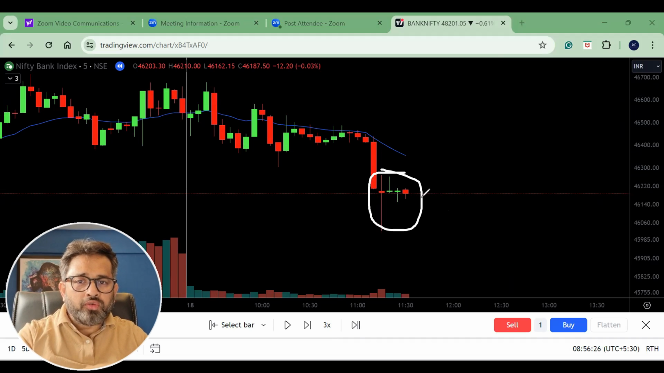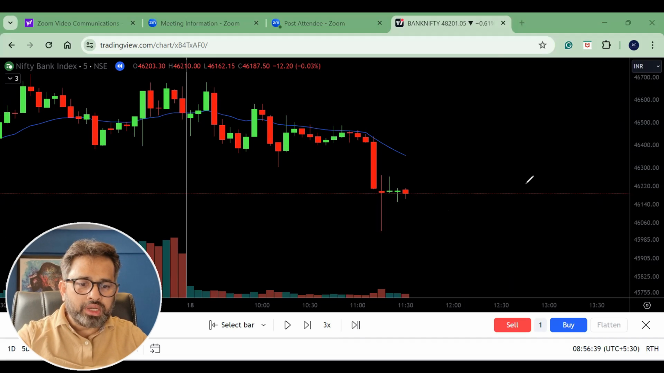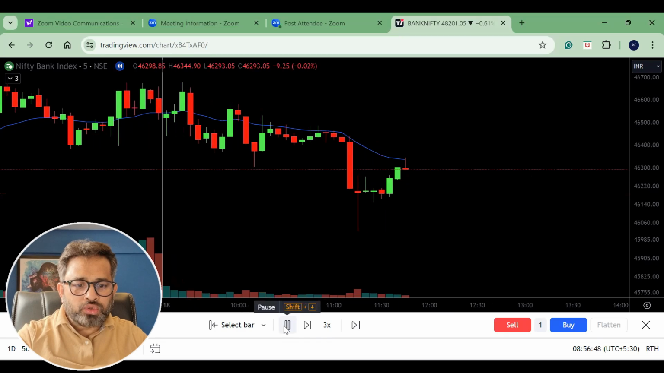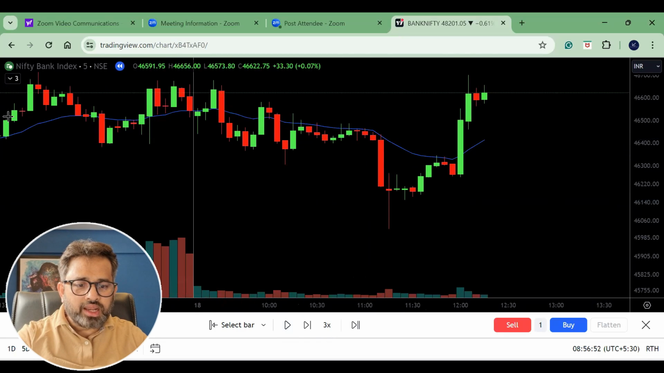Now pause the video for a few seconds and take a guess. Take a guess what would have happened here, because there are pin bars. Let us replay the candlesticks, and you can see that from there the market actually started going up, right? In the earlier example, after the pin bar the market started collapsing on the downside, but here you can see that the market suddenly started going up.